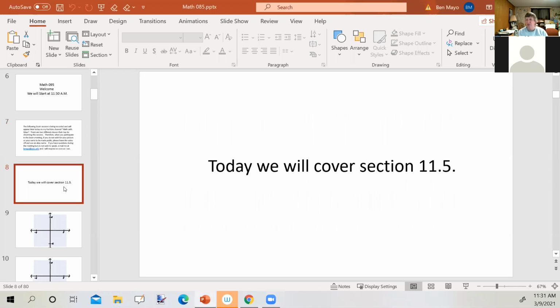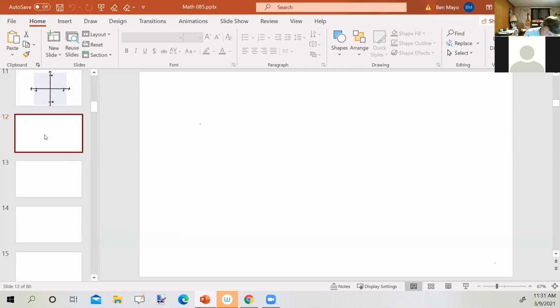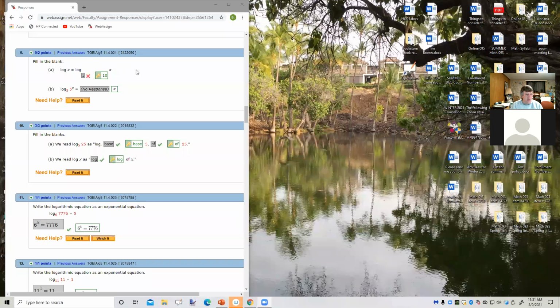All right, so eventually today we're going to get into 11.5, but first we've got a couple of questions from 11.4. So this is 11.4 number 9, and let's look at it on WebAssign. It says fill in the blank, part A. It's a little confusing looking at it there, but part A, we've got log x equals log, and then I believe there's supposed to be a box down below and then x.